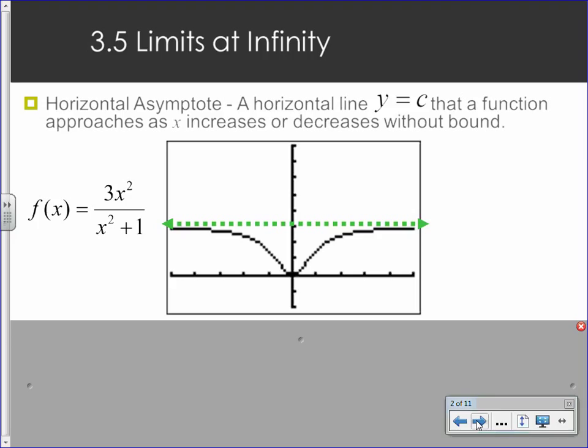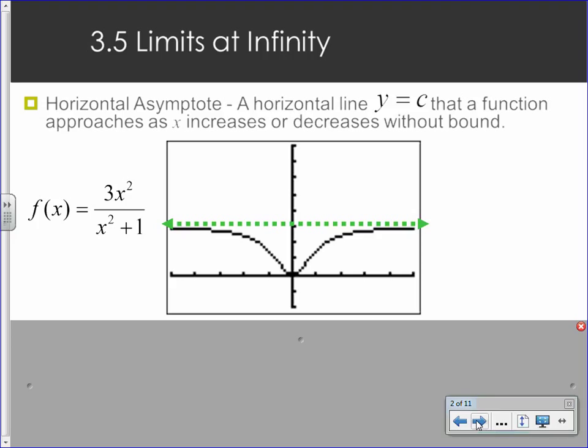First of all, I want to talk about a horizontal asymptote. You know what a horizontal asymptote is. It is a horizontal line that our function is going to approach without bound. What I want you to keep in mind is that it describes the ending and beginning behavior. So it describes what's happening towards negative infinity and towards positive infinity. It is okay to cross a horizontal asymptote somewhere in the middle of the graph. It just matters what's happening at the infinities.